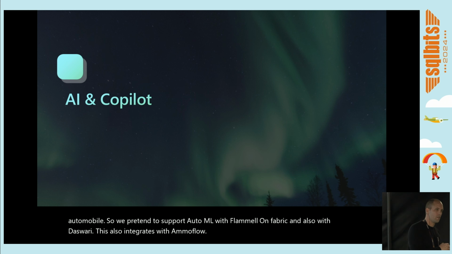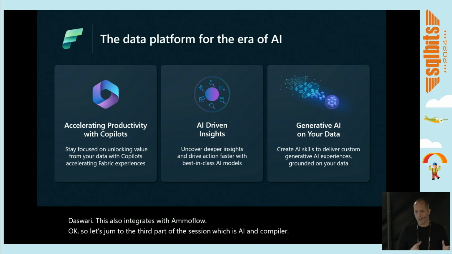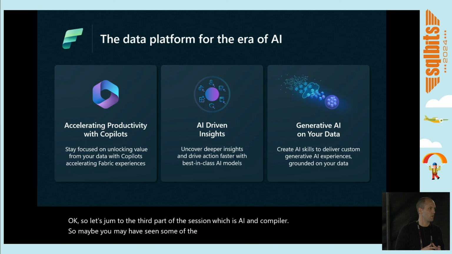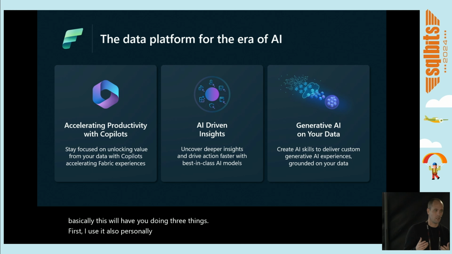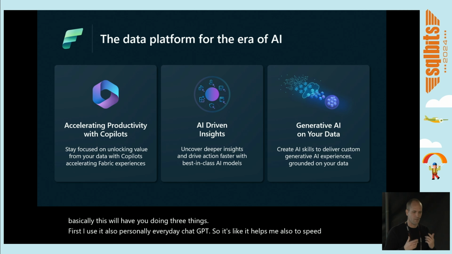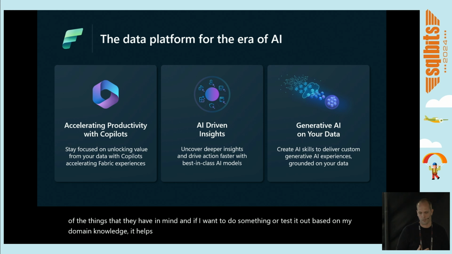OK, so let's jump to the third part of the session, which is AI and Copilot. Maybe you may have seen some of the Copilot experiences in other sessions. But basically, this will have you doing three things. First, I also use it personally every day, ChatGPT. It helps me speed up some of the things that I have in mind. And if I want to do something or test it out based on my domain knowledge, it helps me a lot to be more productive in that way, right?